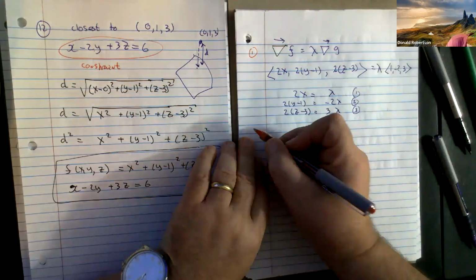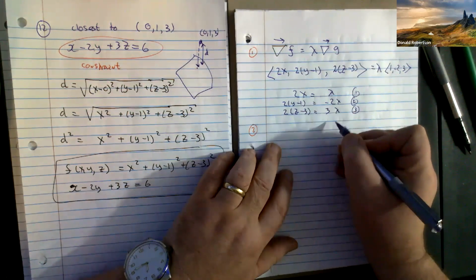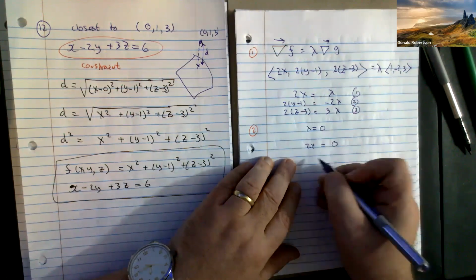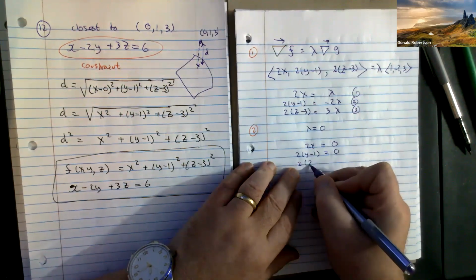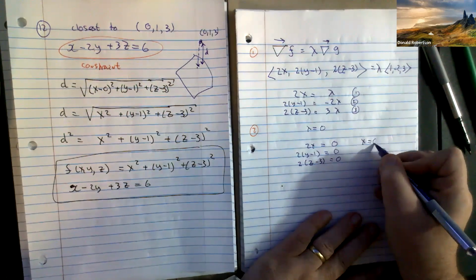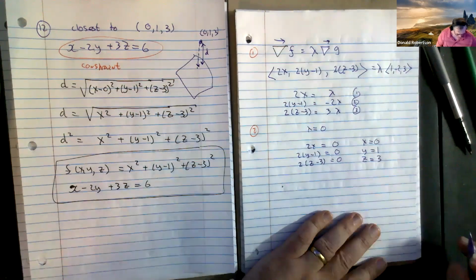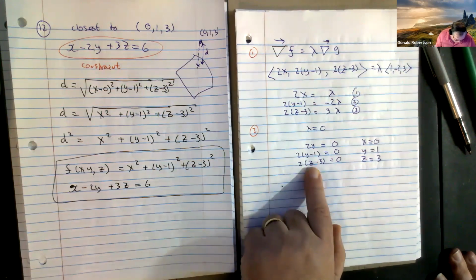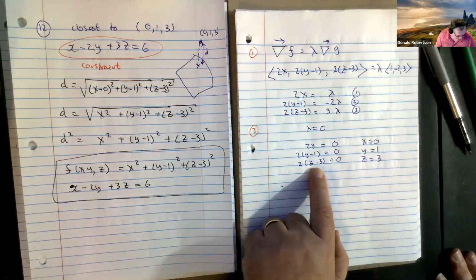So step 2 says, right, make lambda 0 and see what you get. Well, if I make lambda 0, I get this guy. I get this guy. And I get this guy. And if I solve, I get x equals 0, y equals 1, and z equals 3. Right? 0, 1, and 3.